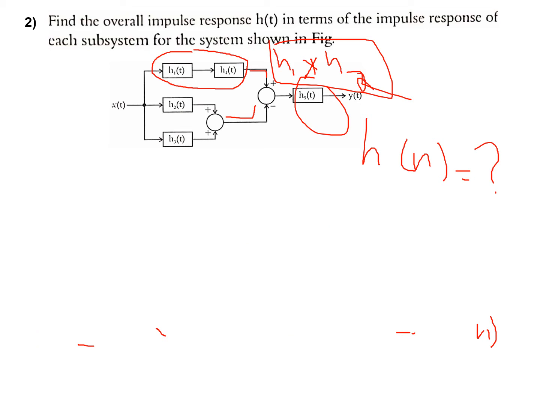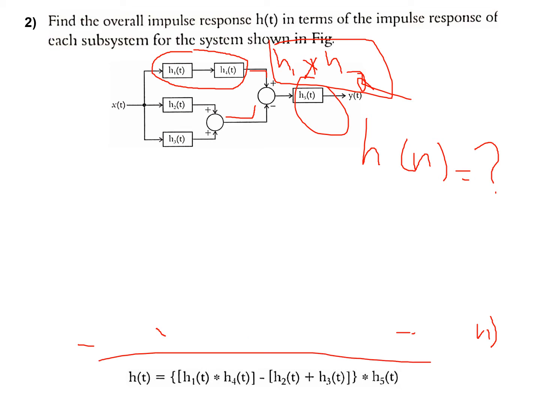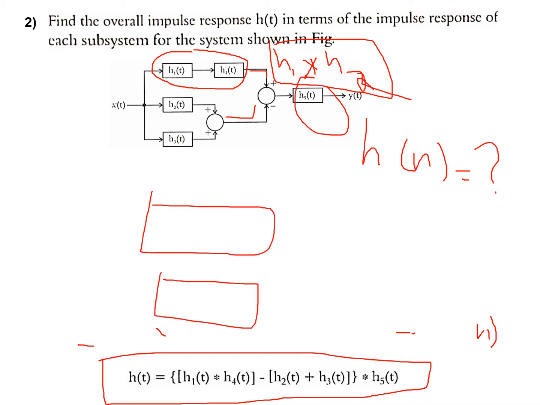Remaining, let me be there. Okay, see, this is what the answer is. See over here: H1 of t convolved with H4, H2 and H3 sum and difference, then convolution. This is what we expected, no? The same is the answer. You can fill in these individual diagrams. It's not shown here purposefully, for you to simplify this.